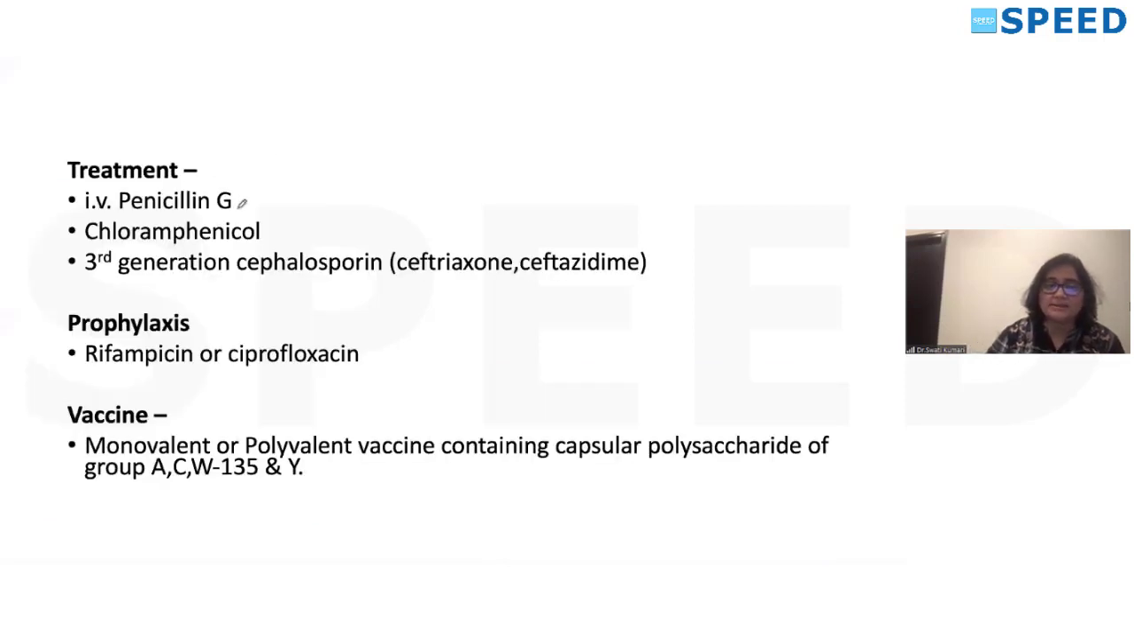Treatment of choice is IV penicillin; chloramphenicol and third generation cephalosporins can be used. Prophylaxis for the contacts is rifampicin and ciprofloxacin. For vaccine, you have monovalent and polyvalent capsular polysaccharide vaccines for groups A, C, W135 and Y.